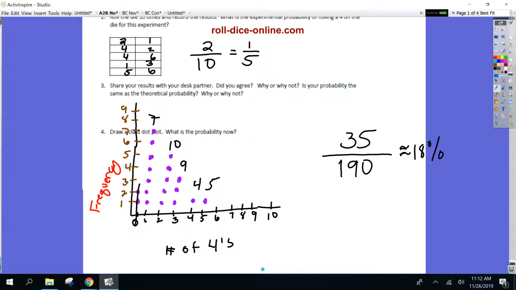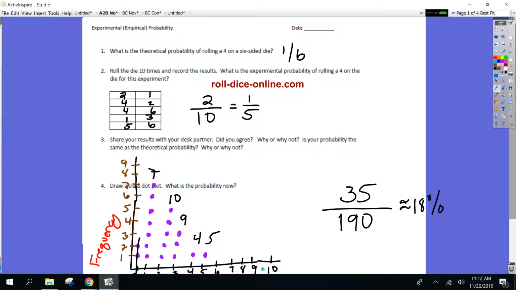What's the theoretical probability again of getting a 4? 1 out of 6, which is what percent? 16.6, so about 17%? Pretty darn close, right? Pretty darn close.